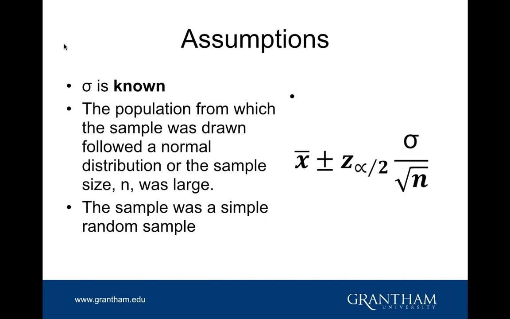Here we see that the first assumption is that sigma has to be known. So in the problem, they have to give us a population standard deviation, or sigma, so that we can plug it into the formula. The second is that the population has to be from a normal distribution, or the sample size has to be large. And when we say large, we mean n has to be bigger than 30. The third assumption is that the sample was taken from a simple random sample.